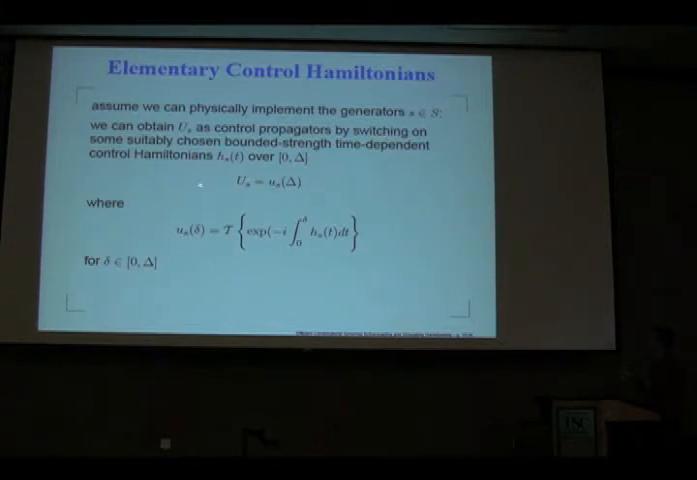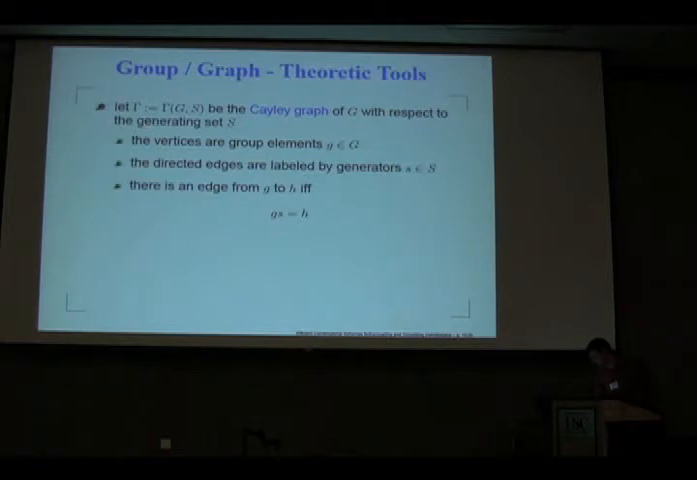So once this Hamiltonian has been active for time delta, then we get the desired thing, and this is the control propagator before we finished this cycle.